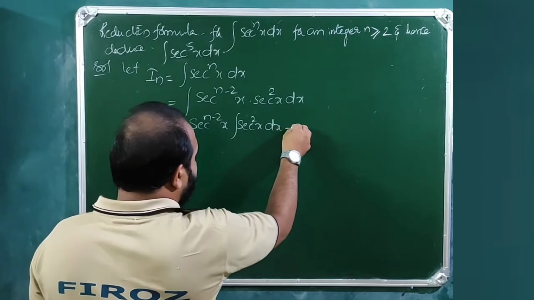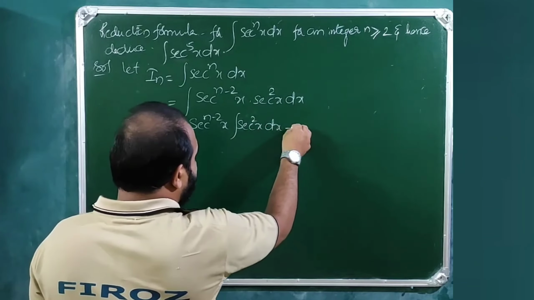Now this 1 is not greater than 2, therefore the reduction formula cannot be applicable. So let us evaluate I 1 directly. I n is the integral secant power n x dx, so I 1 is the integral of secant power 1 x dx, which is secant x. The integral of secant x is log mod secant x plus tan x.